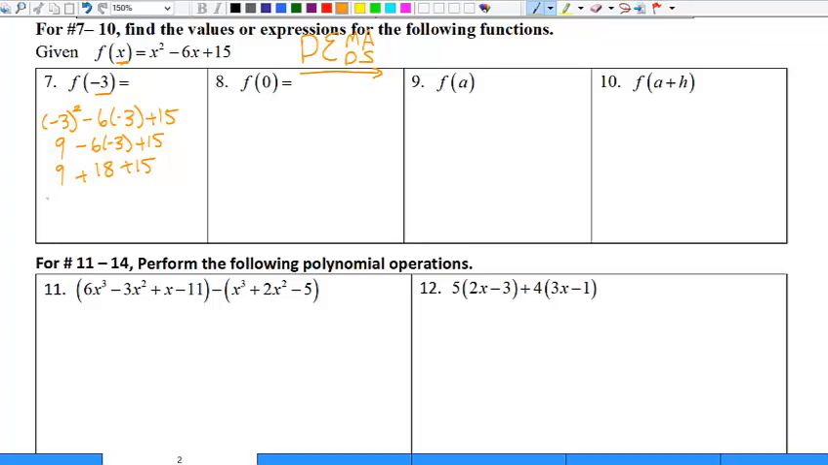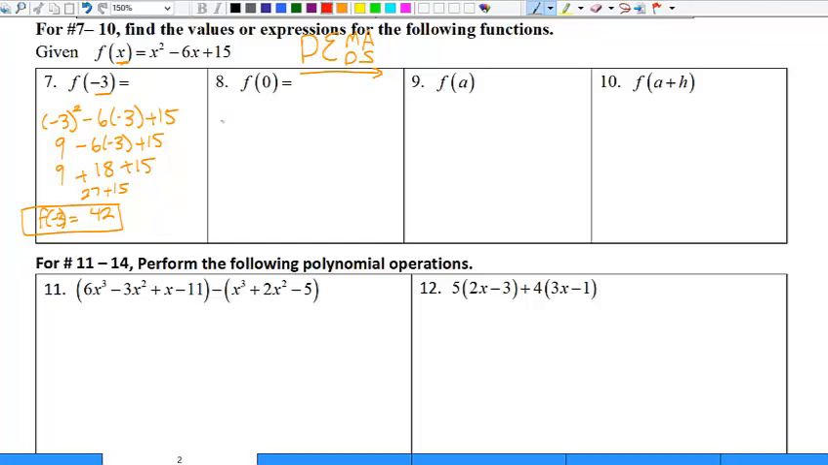Then I go back to the beginning and do my AS step. Add or subtract left to right. So 9 plus 18 is 27, and 27 plus 15 is 42. So therefore, f of negative 3 is equal to 42. Some people are going to ask me, well, what if I just put 42 and not put f of negative 3? And that's fine, but the most appropriate way to do it is write f of negative 3 equals 42.